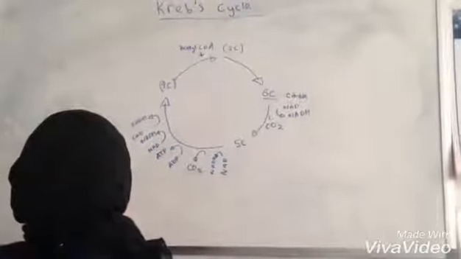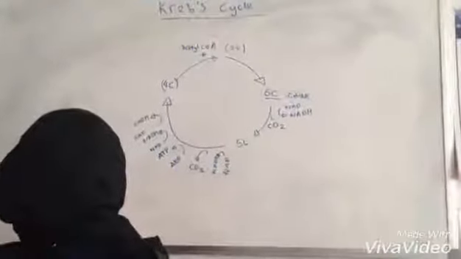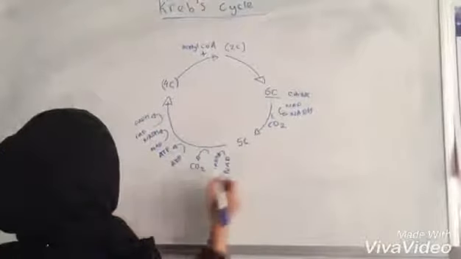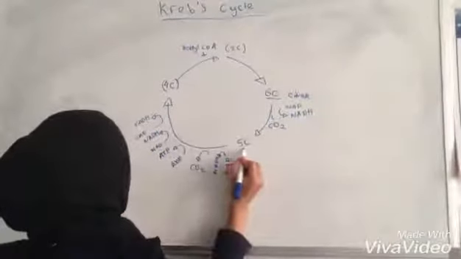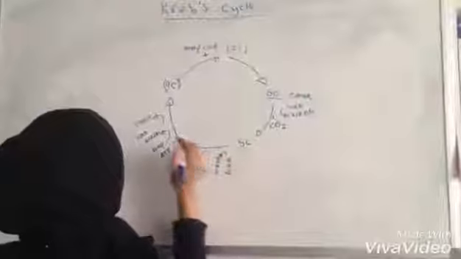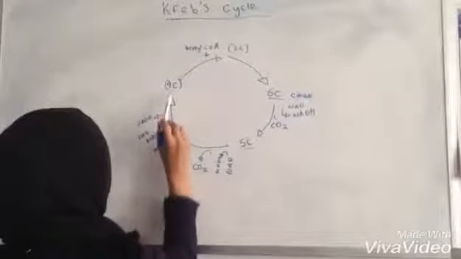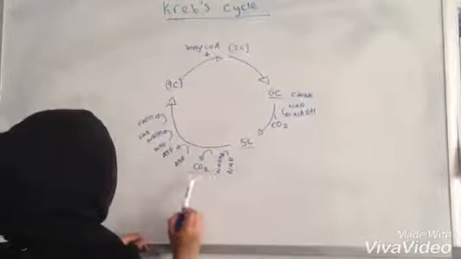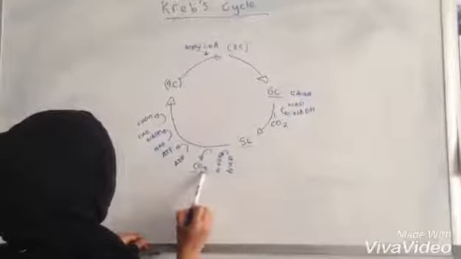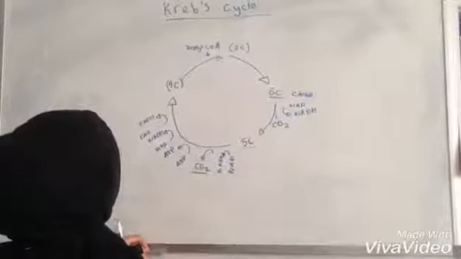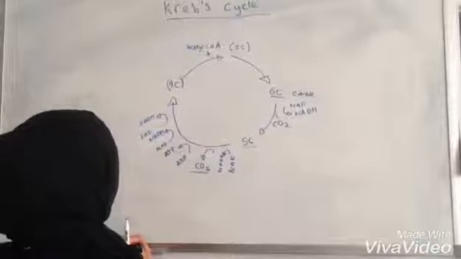So here we have the Krebs cycle, and the 2-carbon compound from our link reaction reacts with a 4-carbon compound, and we end up with a 6-carbon compound called citrate. This citrate is transformed into a 5-carbon acid by losing an atom of carbon to form carbon dioxide and by reducing a molecule of NAD.